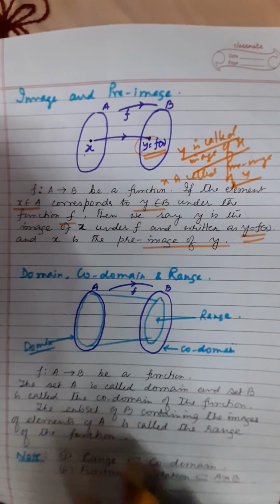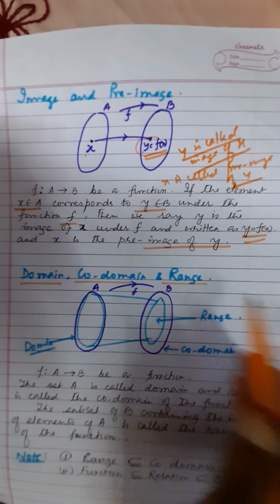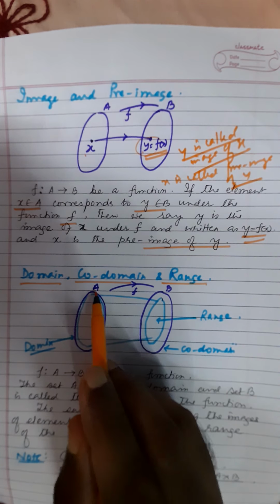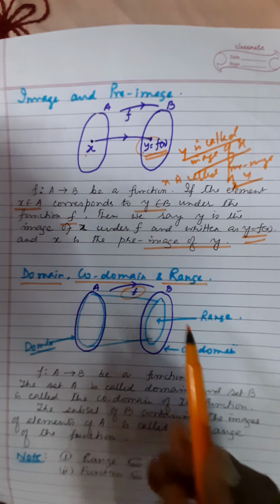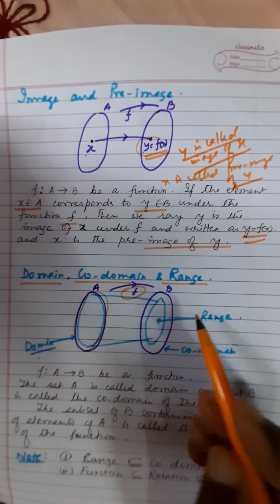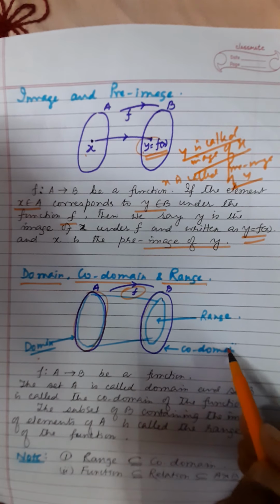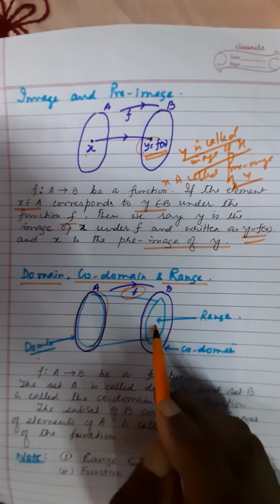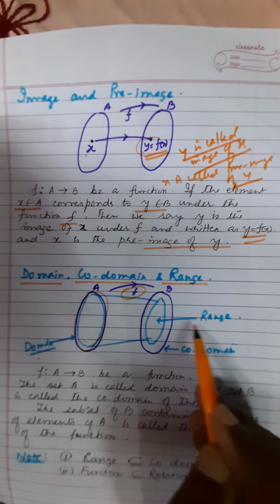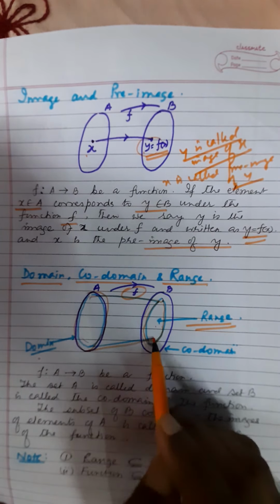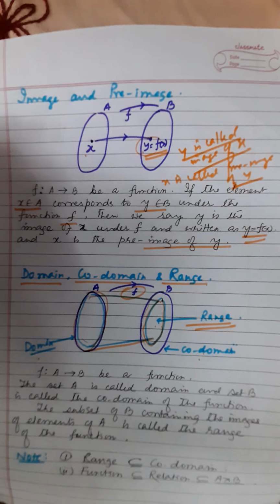Next, domain, codomain and range. What is domain, what is codomain and range? Take a function from A to B by f. All the elements of set A are called the domain and all the elements of set B are called the codomain, and the elements of B which are associated with the elements of A are called the range. Suppose this part is associated with the elements of A, so this is the range. So from this diagram we can say the range is a subset of the codomain.